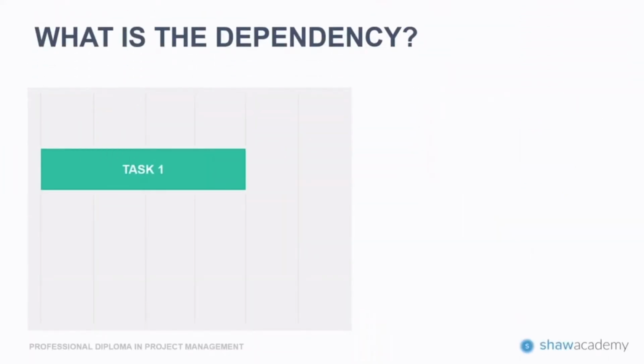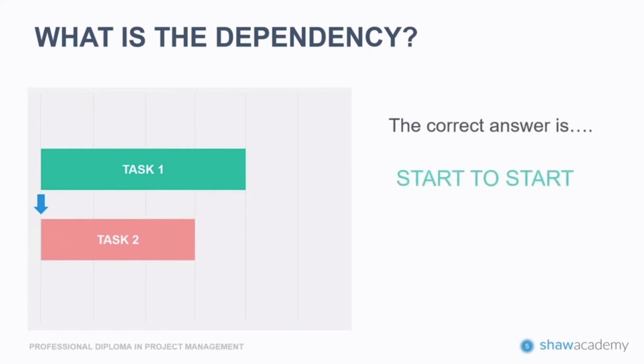Our next one, we've got task 1 and task 2. Which dependency do you all think this is? Well, let's see what the correct answer is, and it's start to start. As you can see, the arrow is starting at the same place for task 1 and task 2. So here, these tasks can start at the same time.